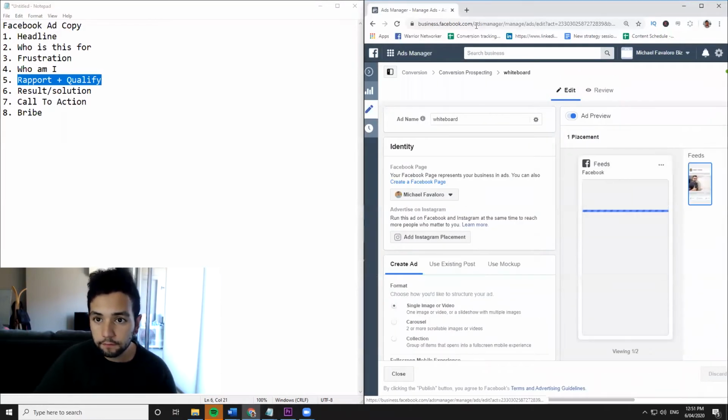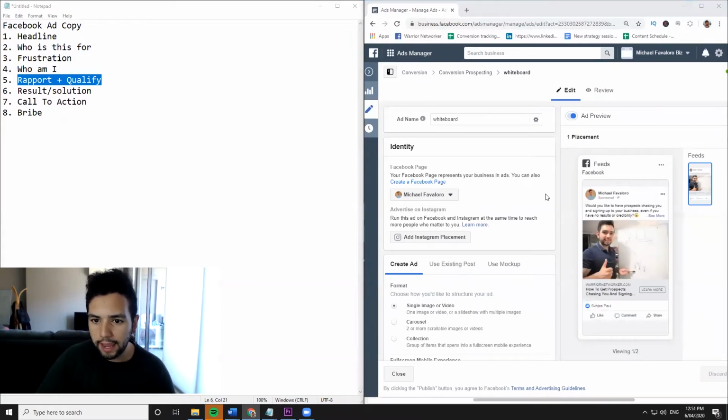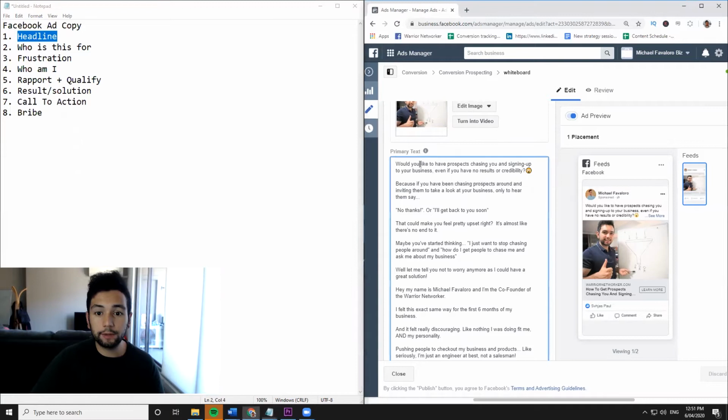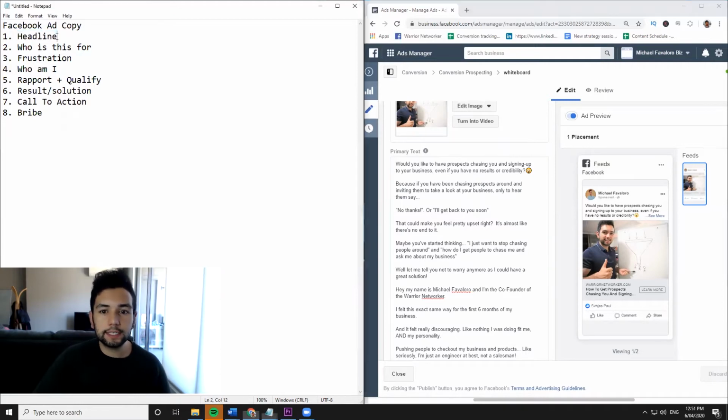Let me double check this is sharing. Yep. Okay, so you can see here that this is my ad, and let's go to the copy. Let me show you how I can relate each one to the ad copy, just to prove to you that I'm following it to the T and it's working well. The very first thing is the headline: would you like to have prospects chasing you and signing up to your business, even if you have no results or credibility? That's a headline that's very, very powerful.